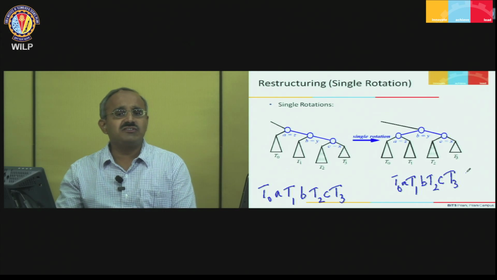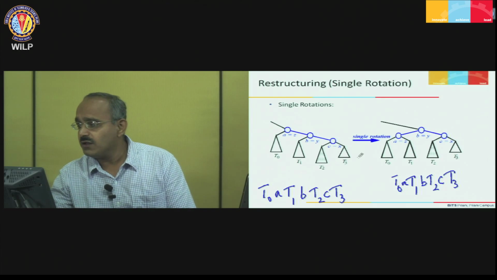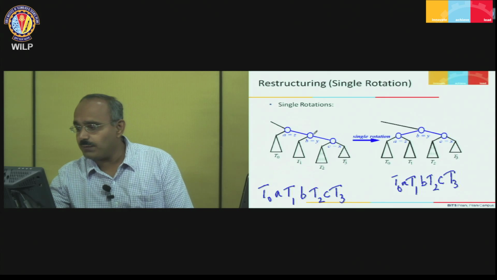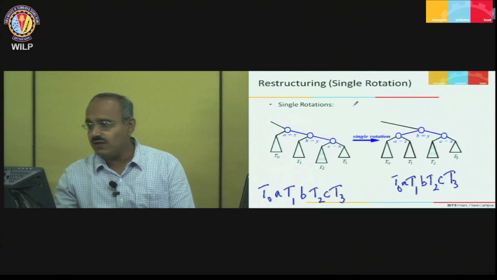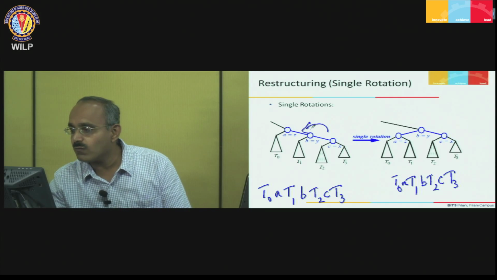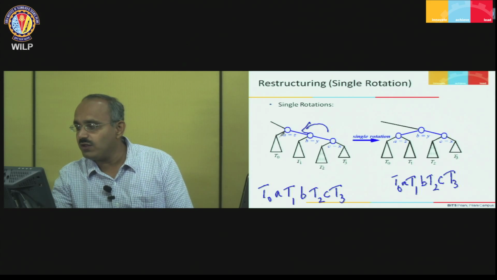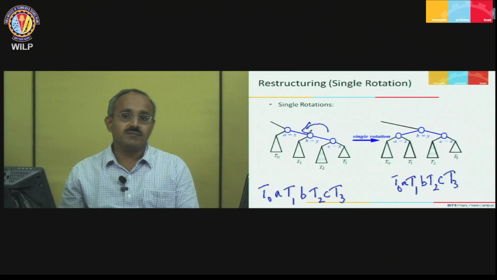This particular restructuring is called a single rotation, because we see that it is a rotation which happens only once, or we are simply rotating the tree once on the left side, correct. So, we are simply rotating it like this once, that is B is going here, this is going here and this is going here. So, this is called a single rotation.